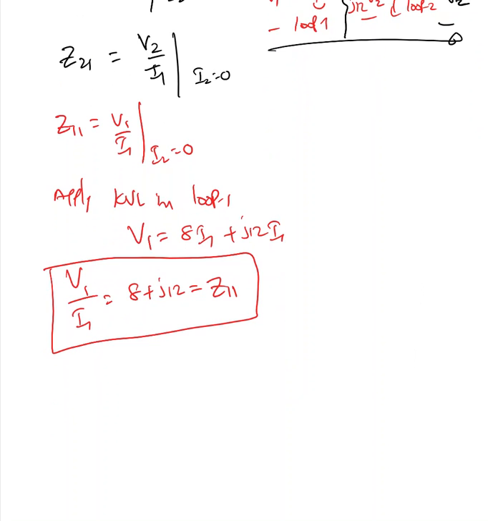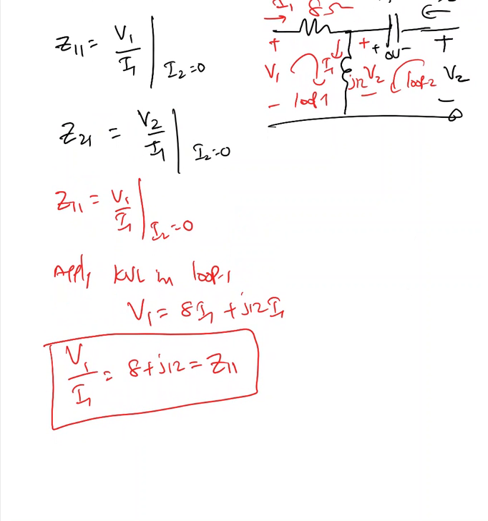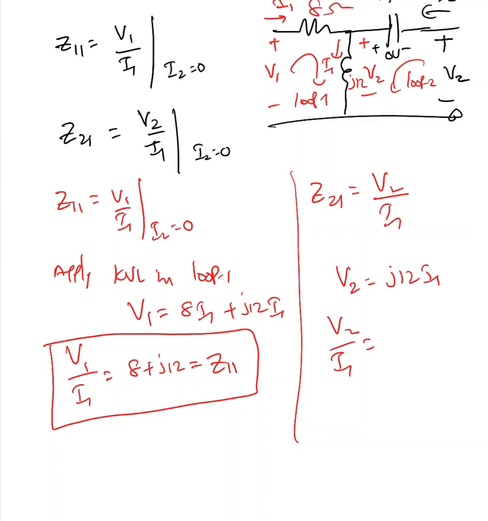Now the next part, I'm going to find Z21. Z21 equals V2 over I1 when I2 equals 0. So what is V2 from here? V2 equals, can I say, J12 times I1? So V2 over I1 equals J12 ohm, which is Z21. So by using one circuit, I can find two parameters.